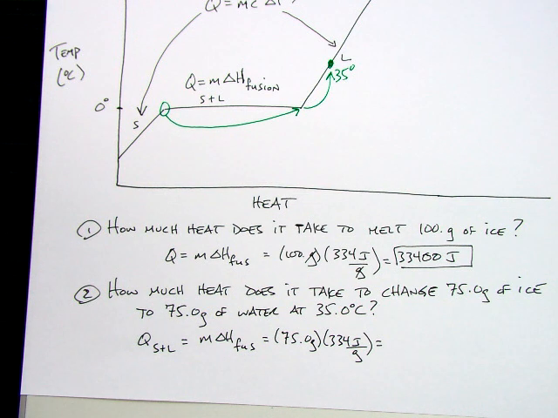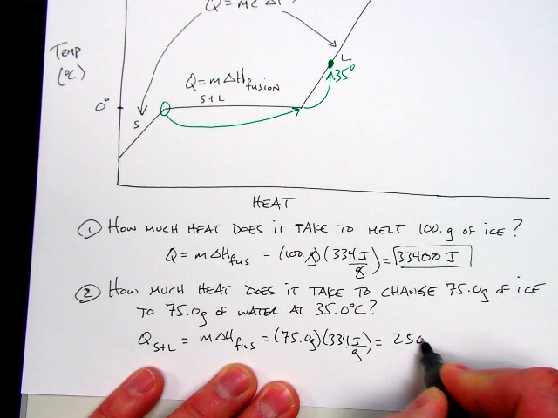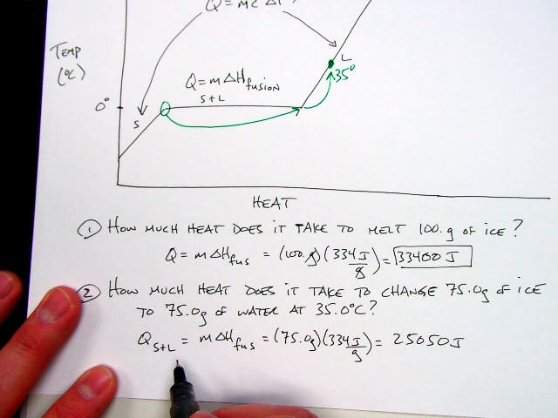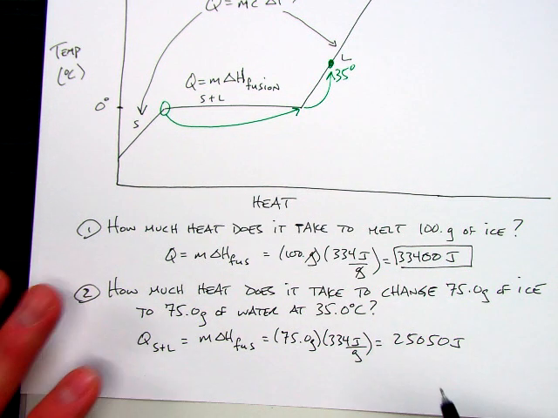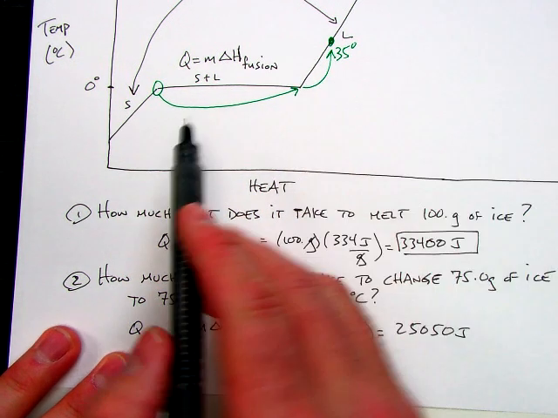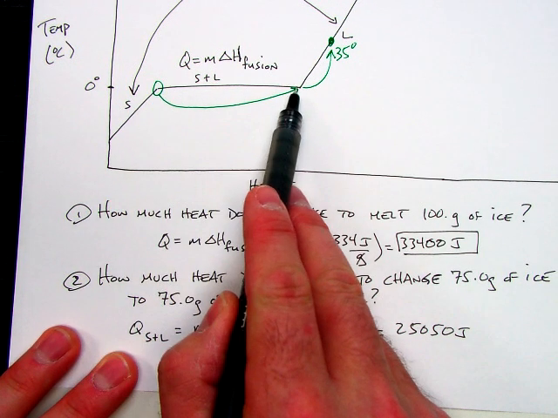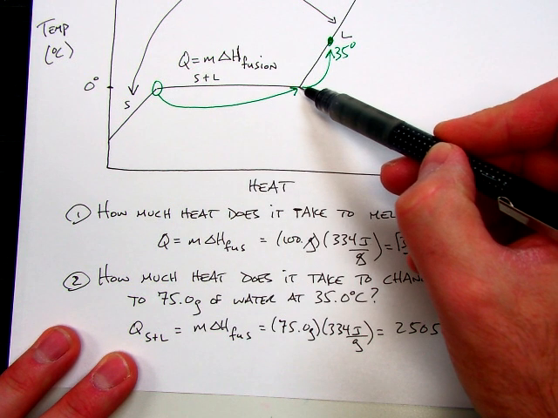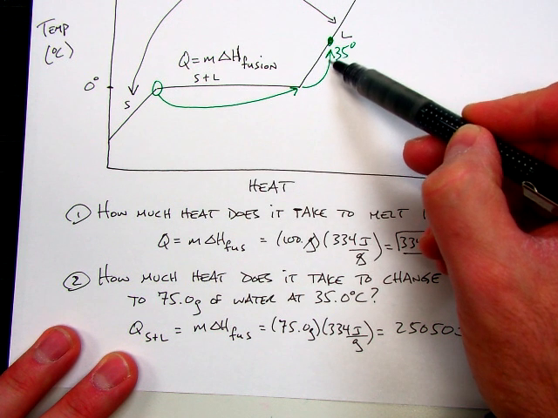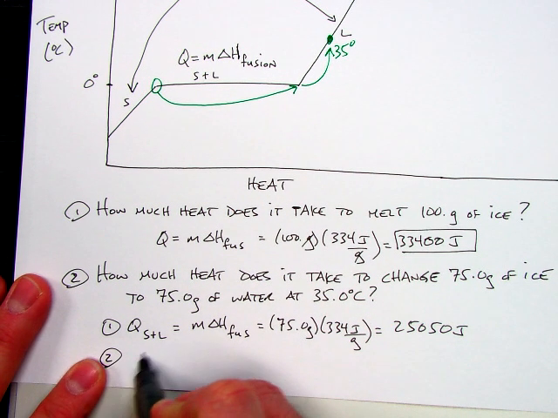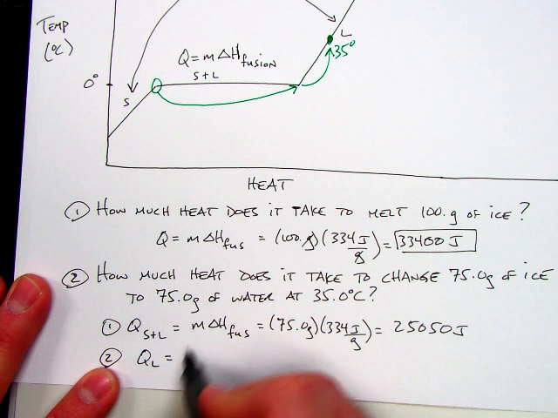So 75 times 334, we get 25050, and that's in joules. The second part of this equation, what I'm going to do is figure out how much energy it takes. So what I've done so far is that I've melted the ice, and now I have 100% water. And so I'm going to say, how much energy does it take to increase the temperature of that water? So I'm going to say Q of the liquid now. And so I'm dealing with the temperature change.